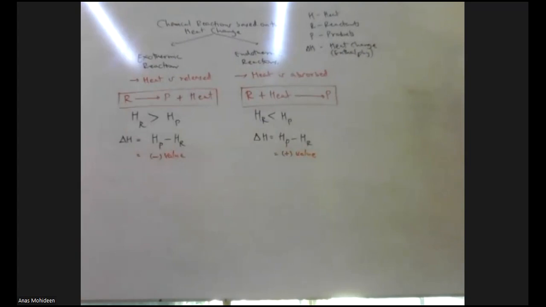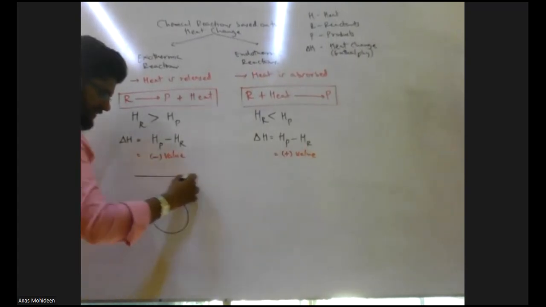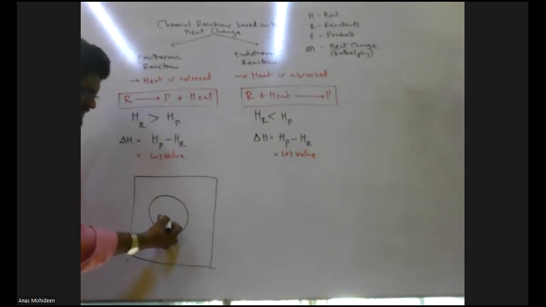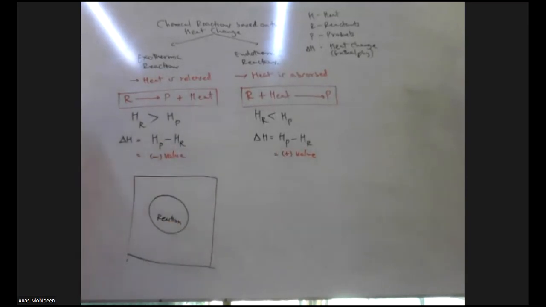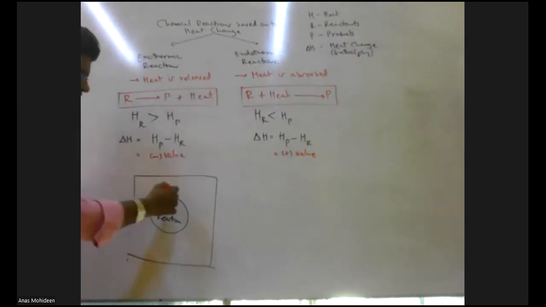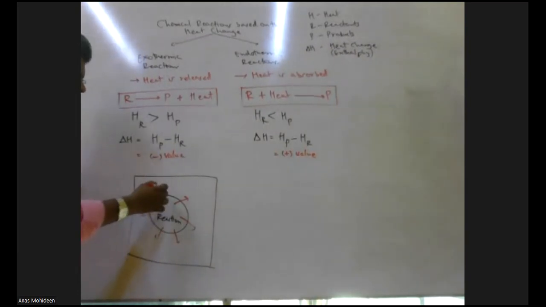So what's happening here actually? The heat change, the heat release, is something like this. Let me take this as the reaction, and this is the surrounding. This is the process where the reaction is happening. It has a certain initial temperature, and it also has heat. During the reaction, heat is released to the surrounding.